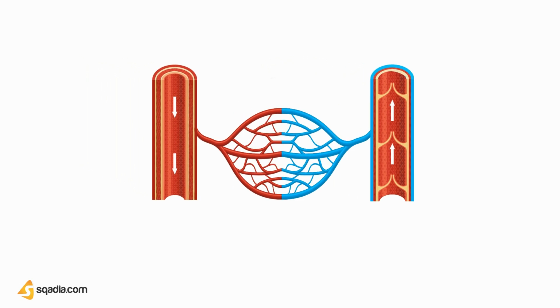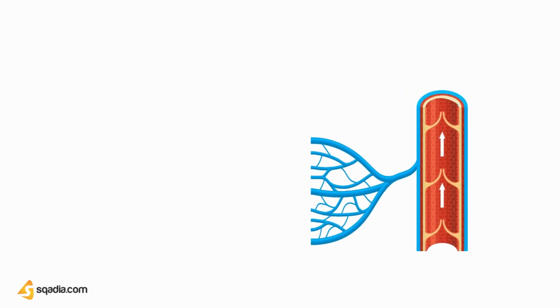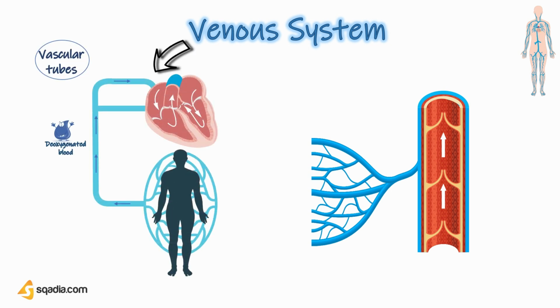Capillaries then combine together to form interwoven networks that are referred to as capillary beds or capillary plexuses. The term microcirculation is used to describe blood flow through the capillary beds, which lie between the arterioles and the venules. Just one arteriole often connects to dozens of capillaries, which empty into several venules. Now at this level, the venous system starts.